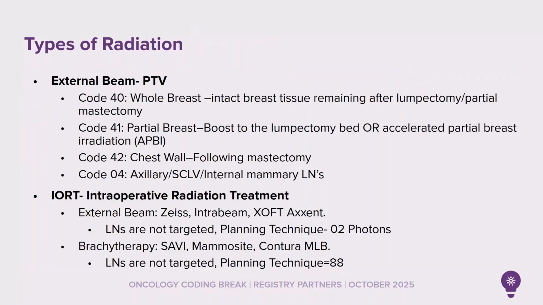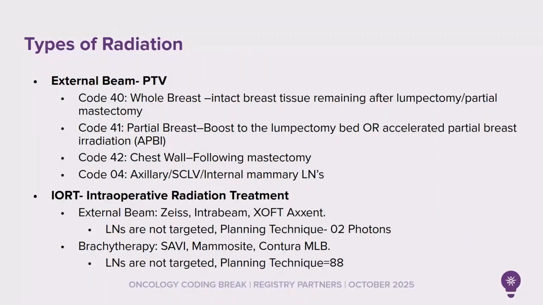As indicated in the STOR manual, there are many forms of radiation that may be done for breast cancer. We have the external beam radiation, and the primary treatment volume can be recorded as 40 for whole breast, 41 for partial breast, which would treat the boost to the lumpectomy bed, or APBI. Code 42 is used for chest wall. This code is used following mastectomy because all of the breast tissue has been removed. And then code 04 treats the axillary, supraclavicular, or intramammary lymph nodes as the primary treatment volume. And this can be done during a simultaneous integrated boost.